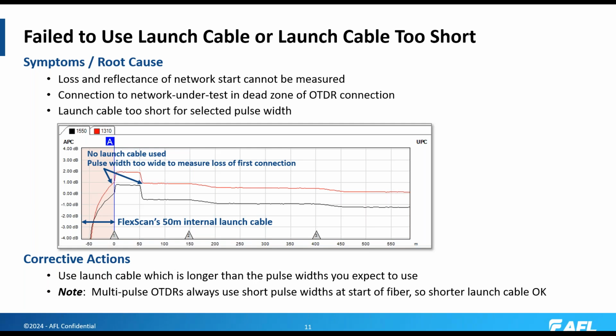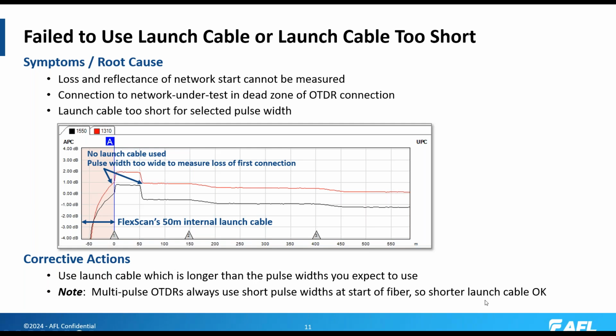Now, launch cables are measured in meters, but your pulse widths are measured in nanoseconds. How do you make the association? We'll use the rule of thumb that it's 10 nanoseconds per meter. So a 200 nanosecond pulse width is 20 times 10 nanoseconds. That means a 200 nanosecond pulse width would be 20 meters long. And if you have events within that first 20 meters, then you want a launch cable that's longer than 20 meters to be able to measure that first connection.